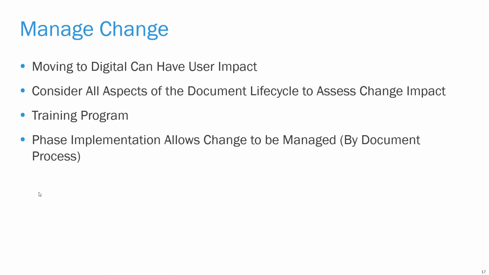Change is critical to manage. Moving to digital can have a user impact. It's easy to underestimate. So you need to consider all aspects of the document lifecycle to assess the change impact. Just making sure that you don't just analyze a certain function in the middle and end up moving a problem further down the line in your particular document lifecycle. Implement a robust training program when you iteratively implement these stages of your digital transition strategy. And use the phased implementation. This allows change to be easily managed, and do it by document, by process.